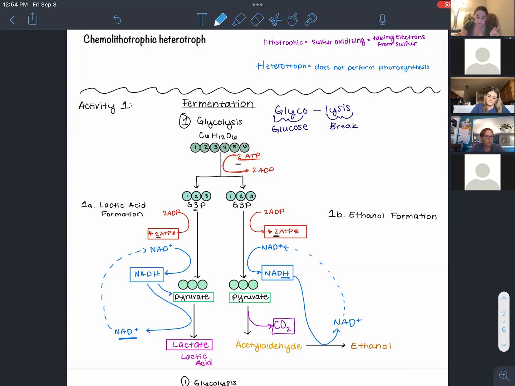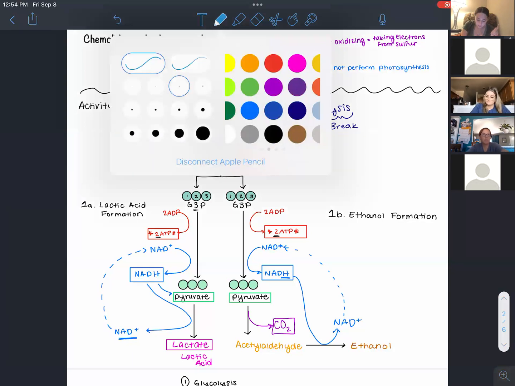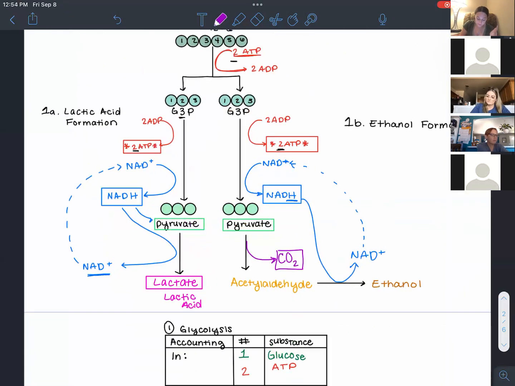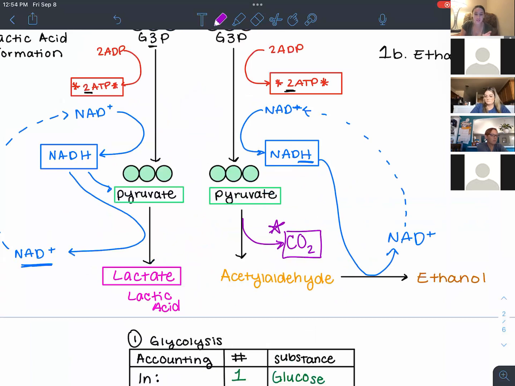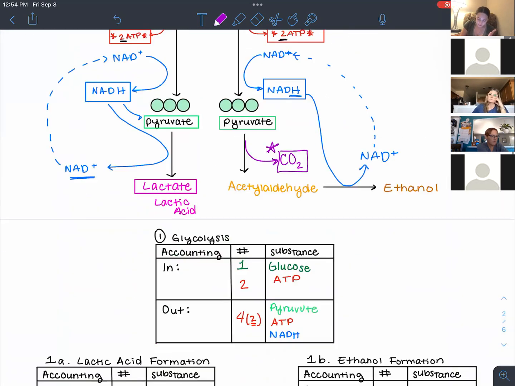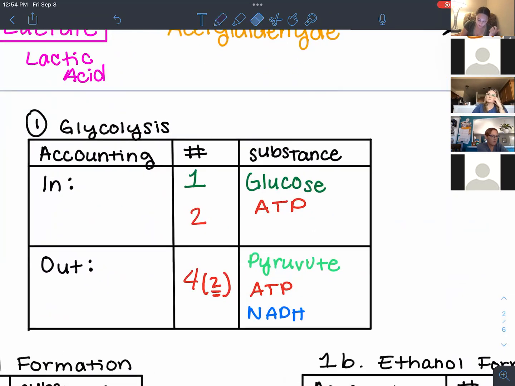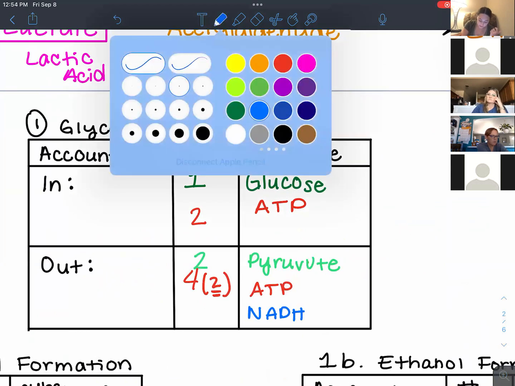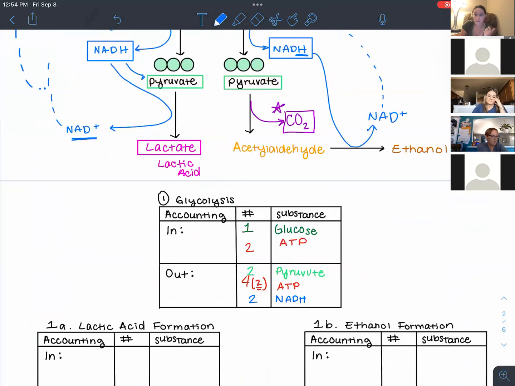Perfect. That's something I would remember as a difference between lactic acid fermentation and ethanol fermentation: ethanol fermentation is also going to have a byproduct of carbon dioxide. And glycolysis is going to be the same for each respiration process. Our first step of glycolysis where we get 2 pyruvate, 2 ATP, and 2 NADH is going to be the same process each time.